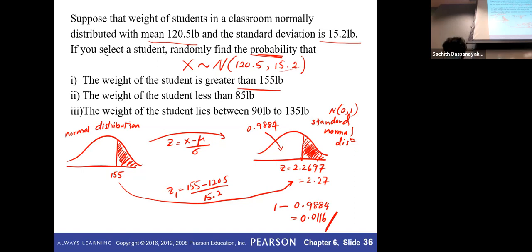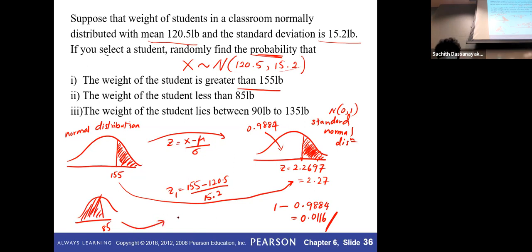So let's do this. If you know the concept, then it is easy to solve, because there are only 3 types: find the less than area, middle area, or greater than area. There are only 3 cases. So the next one is less than. Simply it's going to be less than 85, something like this.